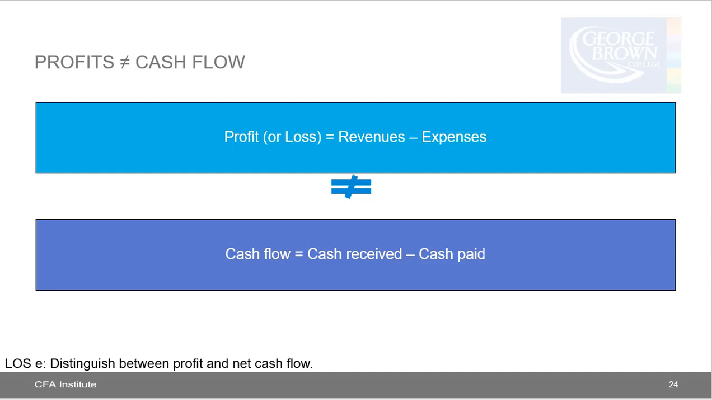suppliers, employees, expenses, and debts must be paid for the company to continue operating. So a company can be profitable but have negative cash flows, for example, if it is slow at collecting cash from a customer or growing rapidly. So that's a key point that can be tested, that a company can be profitable but have negative cash flows if it's slow at collecting cash, okay, or growing rapidly.